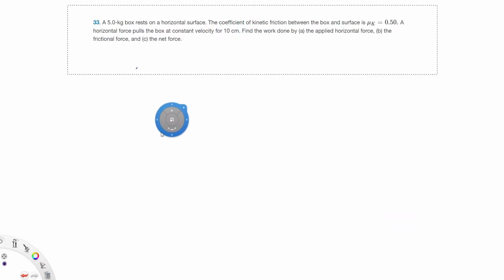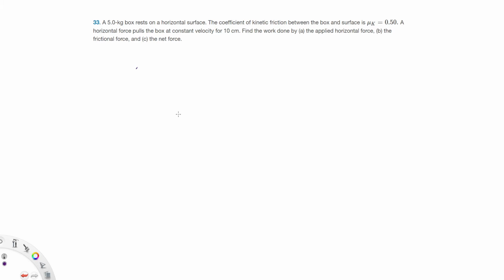So we've got a 5 kilogram box on a horizontal surface. So no box on a ramp yet. Right? The coefficient of friction between the box and the surface is given, and a horizontal force is pulling the box at a constant velocity for 10 centimeters. And we want to talk about this not in terms of forces and accelerations necessarily, but we want to talk about it in terms of energy.